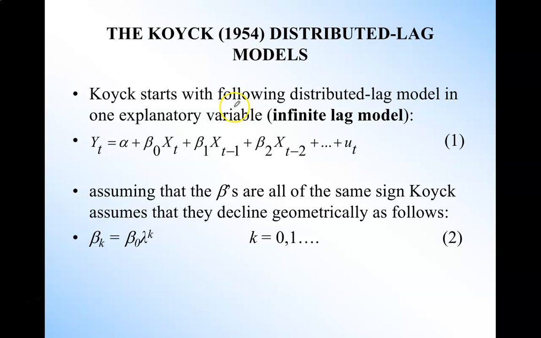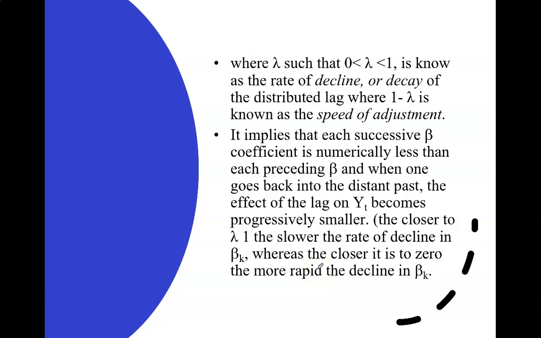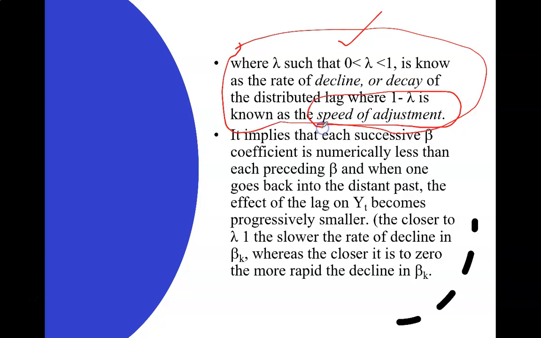The Koyck model started off with something like an infinite lag model, where you have lags of the independent variable X, a distributed lag model. And then you have something called the decay, or in the literature we call it the speed of adjustment, which measures how fast the decay of this distribution is. The number will be more than 0 and less than 1. That's the speed of adjustment. Same thing goes for ECM, which I'll show you later.